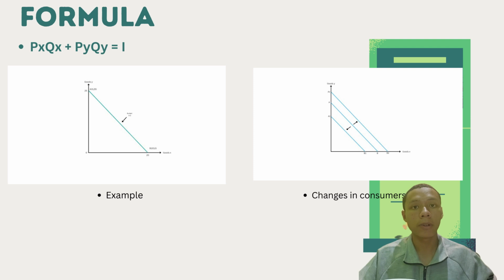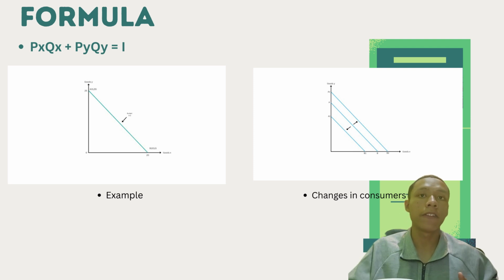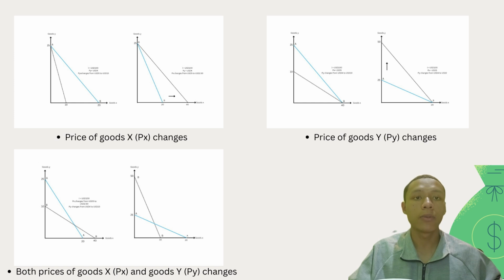The blue line from point A to point B shows all the combinations of X and Y goods you can buy using your full budget. That is what we call the budget line. If the consumer income or the price of good X and Y changes, the budget line will also change. There are two changes in the budget line. First, a change in consumer income. Second, a change in the price of goods.